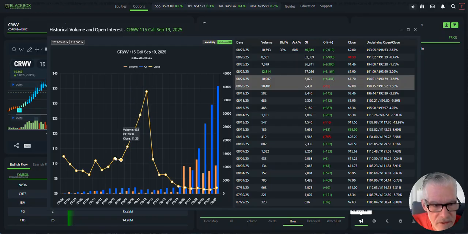We can see this line right here is the price of the stock itself, right? Ran up, what did we say, 45 points? Way up there. And then has since come way down.